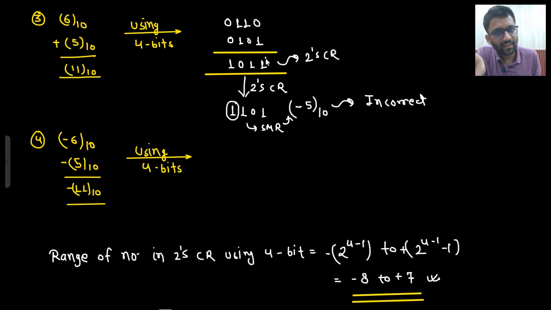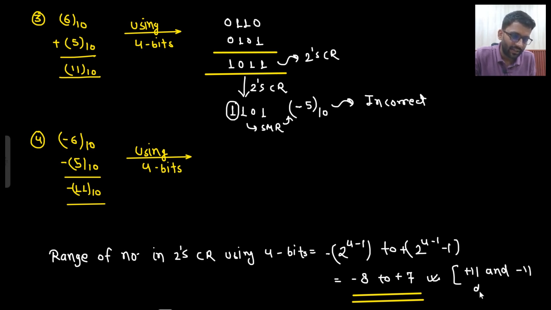And here you need to represent the number in 4 bits only. So if you are representing that number in 4 bits, what is the answer you are getting? The answer is plus 11. But you cannot represent plus 11 using 4 bits in 2's complement representation. That's why you are getting the wrong answer. That means plus 11 and minus 11 do not lie in this range. So doing this calculation using 4 bits is impossible. That's why you are getting the wrong answer. Here also you will get the wrong answer. Try doing it on your own.